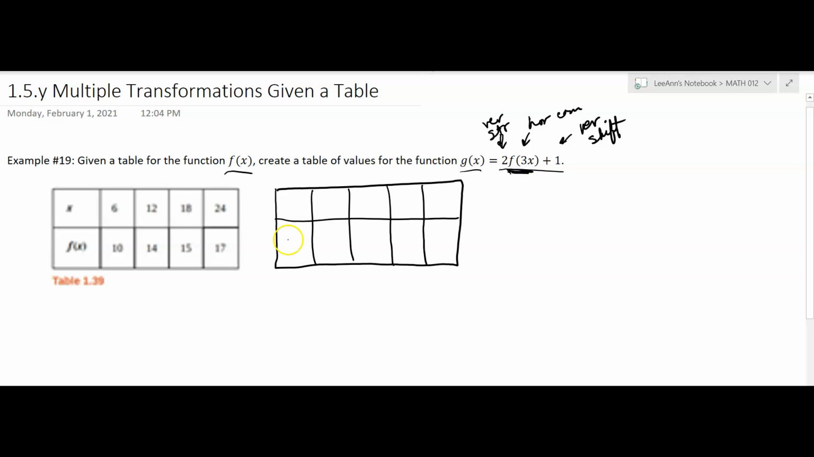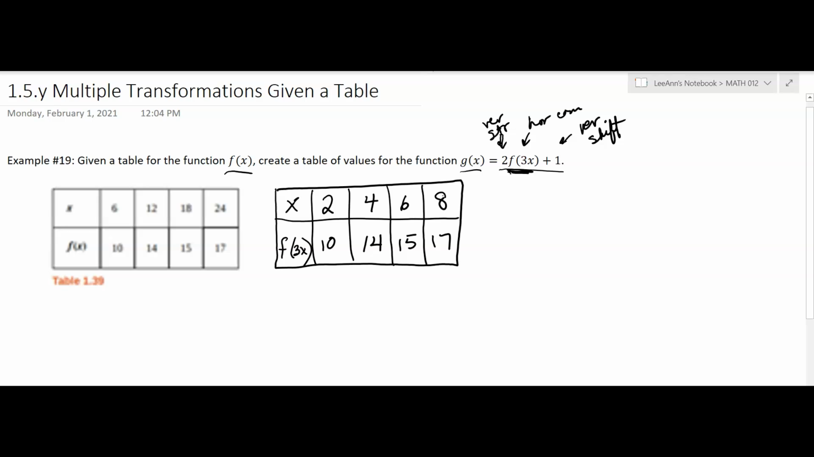So I'm just going to look at f of 3x. So what does that mean? What changes in a horizontal compression? The outputs stay the same, right? 10, 14, 15, and 17. What happens to the inputs? Well, they're each going to get multiplied by 1/3, right? Because it's going to be a compression, so it's going to squeeze in. So I'm going to multiply all my inputs by 1/3. So I'm going to get 2, 4, 6, and 8.